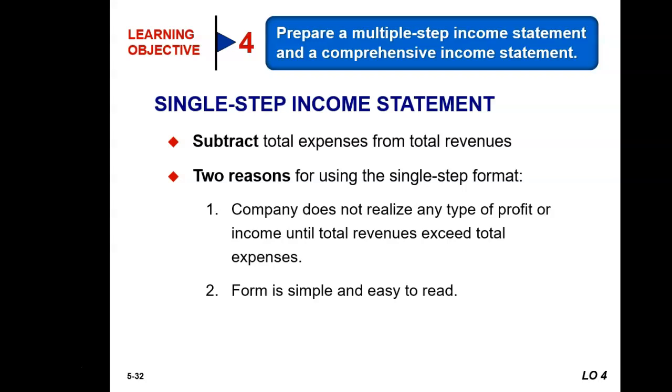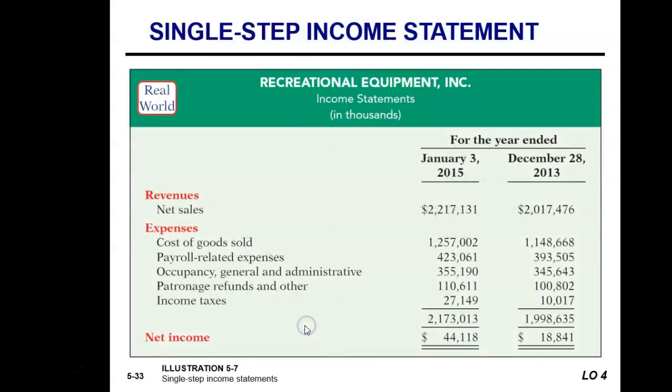So what you'll see with the multiple step income statement is that it still lists your revenue accounts and your expenses, but it's going to show the different types of revenue and the different types of expenses. You're going to see different categories on what's known as a multiple step or a classified income statement.